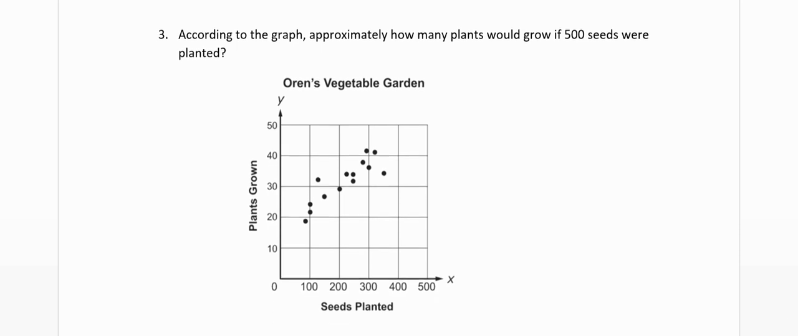Number 3, according to the graph, approximately how many plants would grow if 500 seeds were planted? Okay, so looking at my graph, I can see that I have a positive trend. If I created a trend line for my data, I want to create it down the middle of my data. And if I look at 500, I can see that it would be somewhere along that trend line. Maybe around 50, maybe a little bit above 50, maybe about 52, but somewhere around 52 plants.